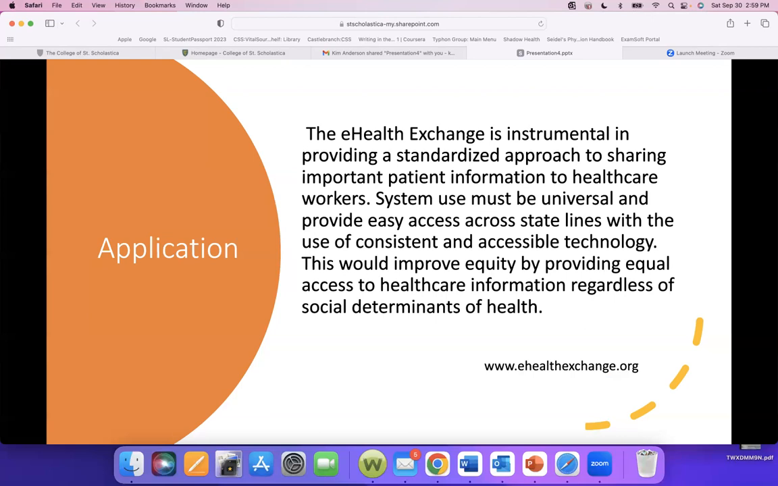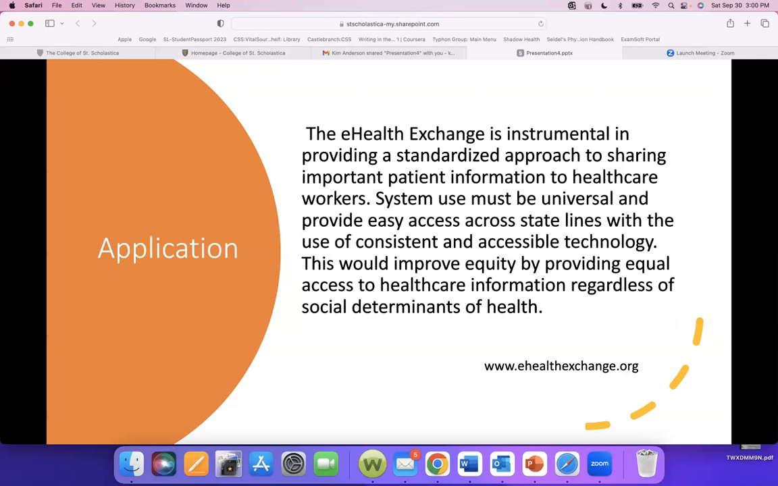The system use must be universal and provide easy access across state lines. That is very important as our society gets more mobile, moving state to state. We need to make sure that health information follows the patient in a really easy and accessible way, so that healthcare providers have access to it and there's more holistic care for the patient.